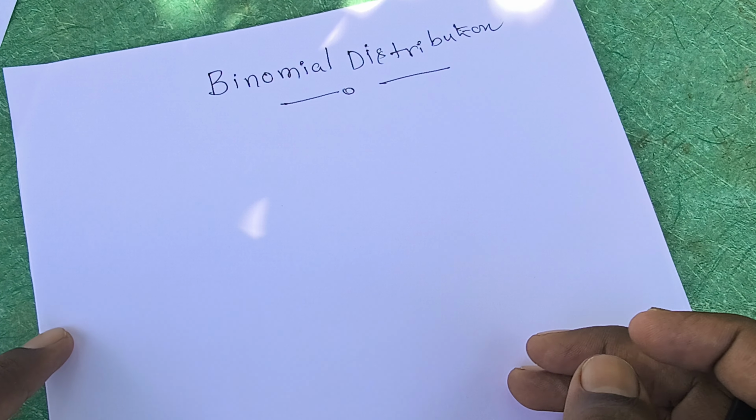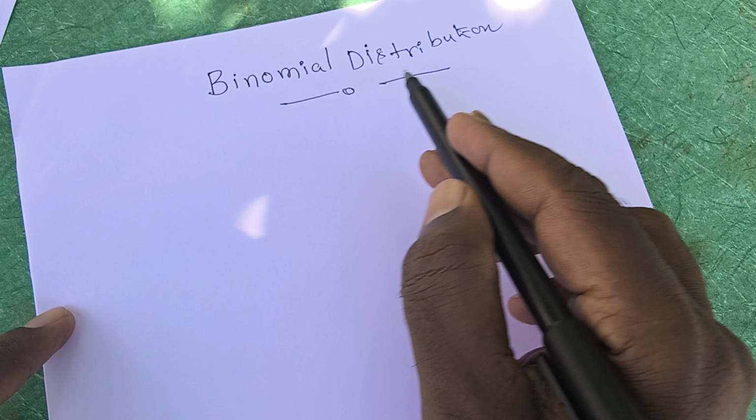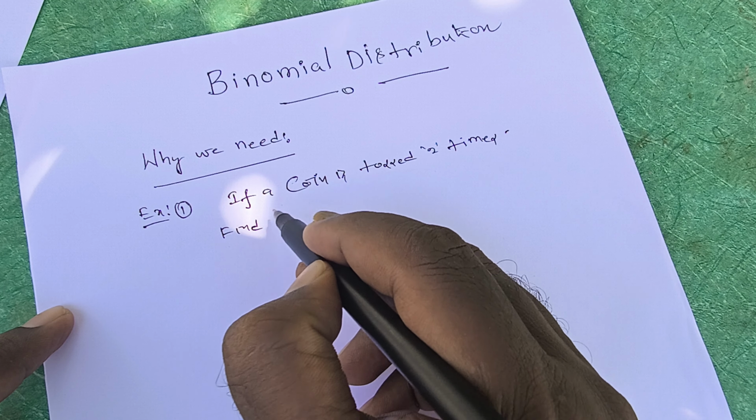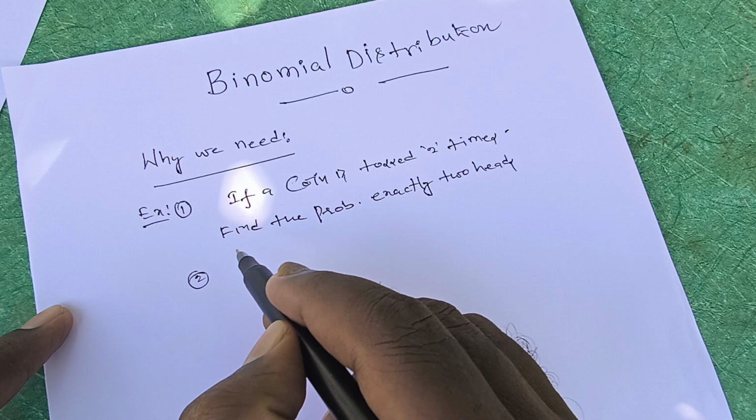Here I am going to explain binomial distribution. First of all, why do we need binomial distribution? Let us see with two examples. Example number 1: if a coin is tossed 2 times, then find the probability of getting exactly 2 heads. Second example: if a die is thrown 1 time, then find the probability of getting 6.